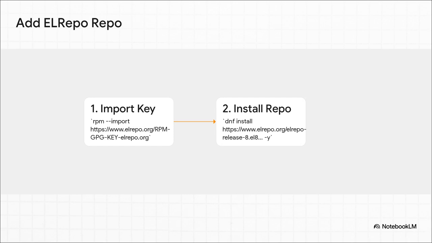This is a super quick two-step dance. First, we import the GPG key. All that really means is we're telling our system, hey, anything signed by this key from ELRepo, it's legit. You can trust it. Then, the second command actually installs the repository definition, which tells our system where to go looking for all these new packages.